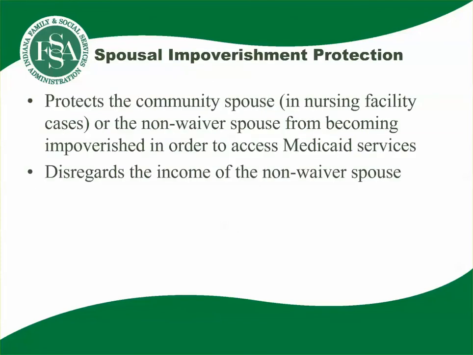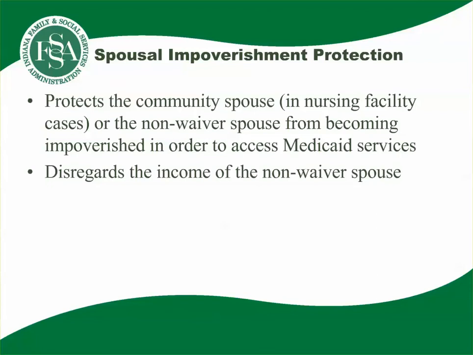With regard to spousal impoverishment protection, it's intended to do exactly what the name says. It's to protect the spouse from impoverishment. And this has been available for nursing facility residents for a long time, where it offered protection to the community spouse who was not in the facility from becoming impoverished and having to reach Medicaid levels themselves because their spouse had to be in the nursing facility. And this is a protection that's available to waiver recipients too, to again protect the non-waiver spouse.